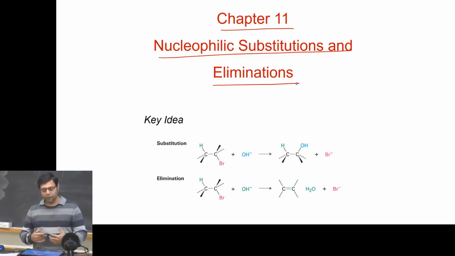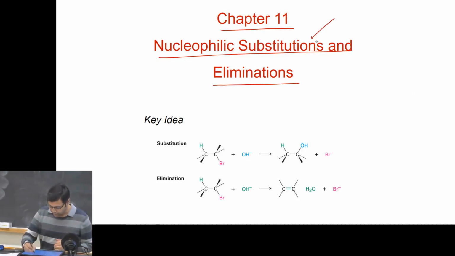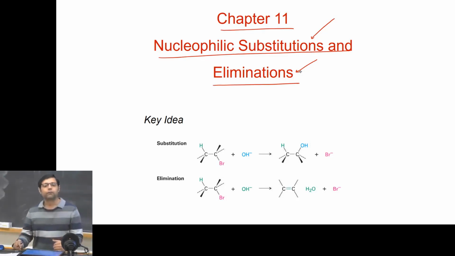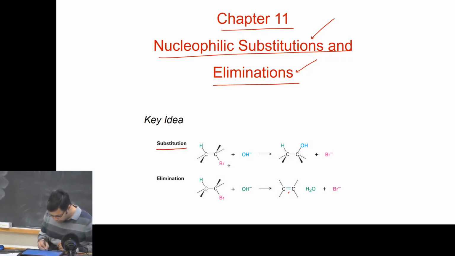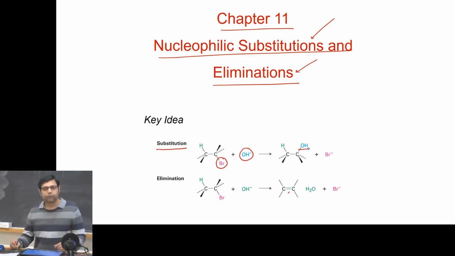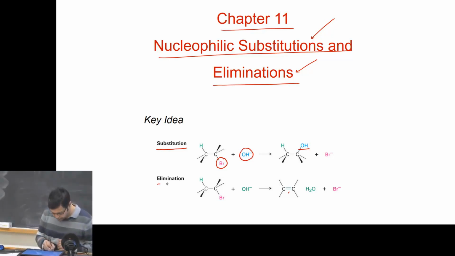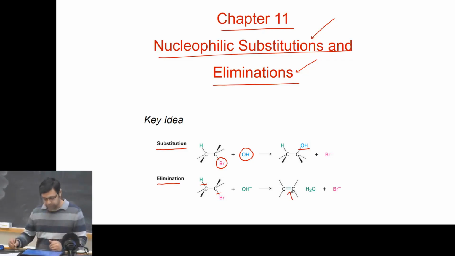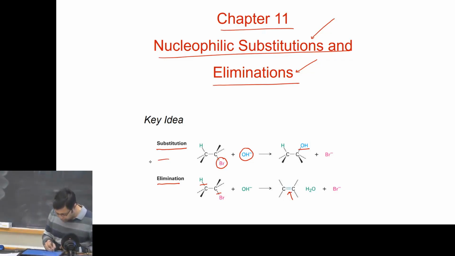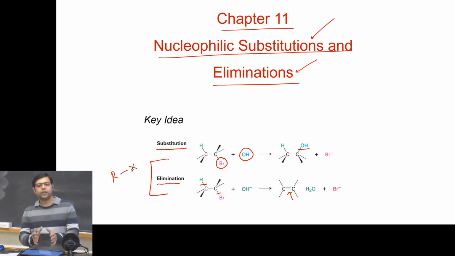In this chapter, we are going to look at substitution and elimination reactions. The key idea of this chapter is in a substitution reaction, you are substituting one group with another group. In an elimination reaction, you are removing atoms from adjacent carbons and forming a new pi bond. Now, as you can see from this picture here, both substitution and elimination require alkyl halides. The starting material is an alkyl halide.